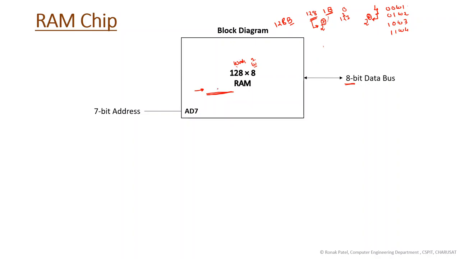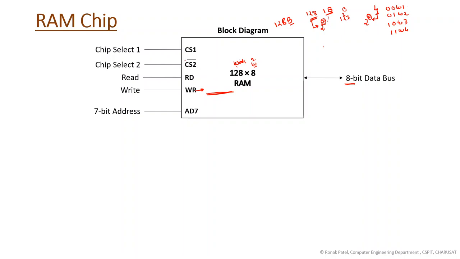Then you can either read from that address or write to it. For that you require this read and write. If read is enabled, then you can read data from this address, and that data will be passed here, meaning one byte will be passed here. If it is a write, then once the address is located, the data which is here will be written to this address.